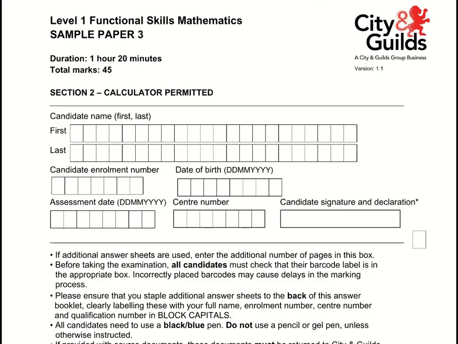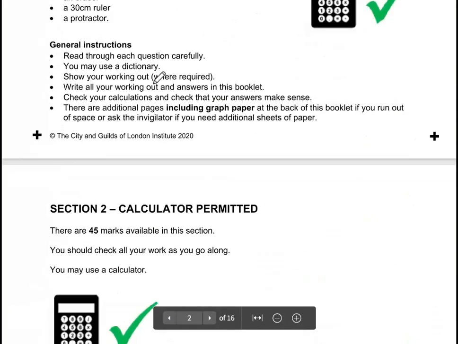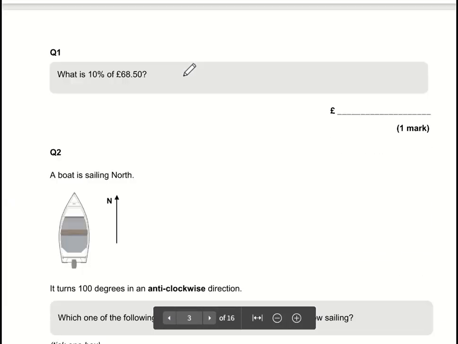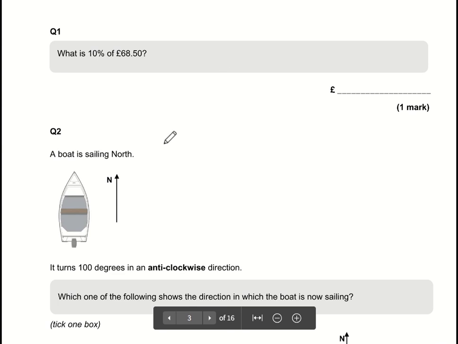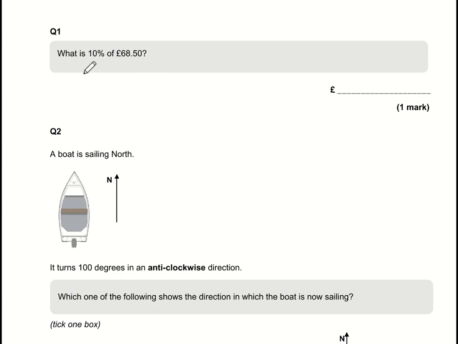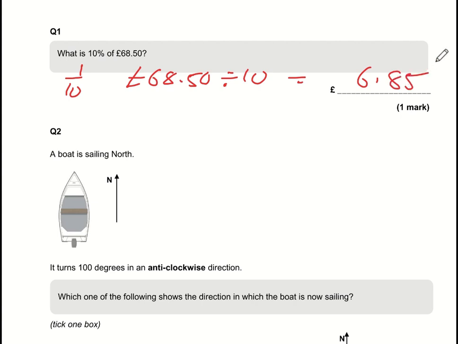Here are the video solutions for City and Guilds Functional Skills Maths Level 1. This is section 2, which is the calculator section from sample paper 3. So question number 1, what is 10% of £68.50? Well, remember that 10% is 1/10. So all we need to do is work out a tenth of this amount, or just divide it by 10, and £68.50 divided by 10 is £6.85.